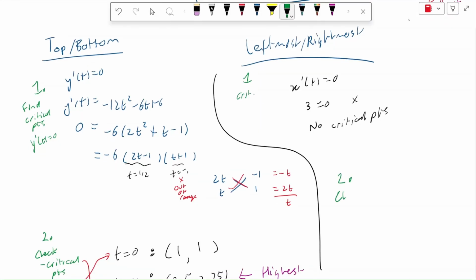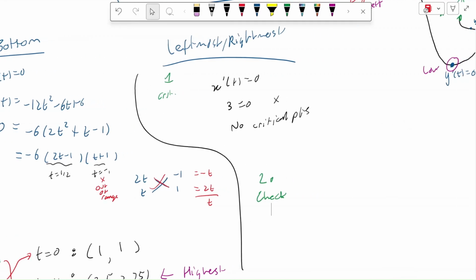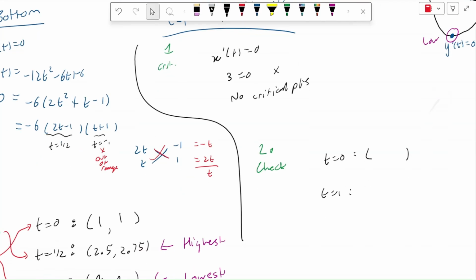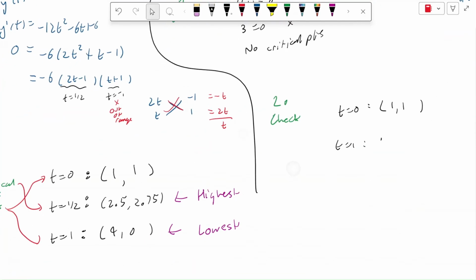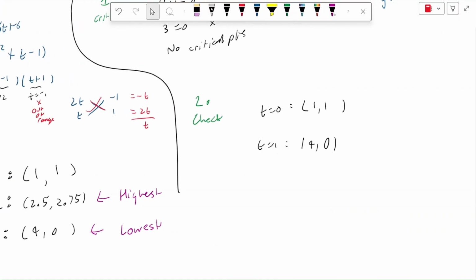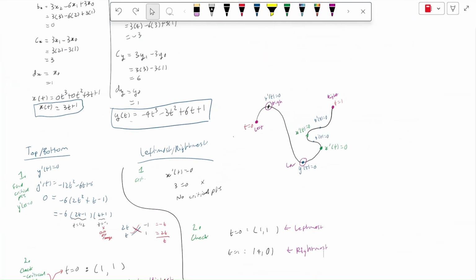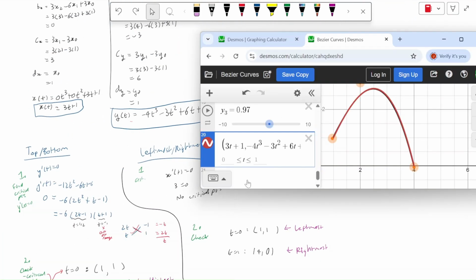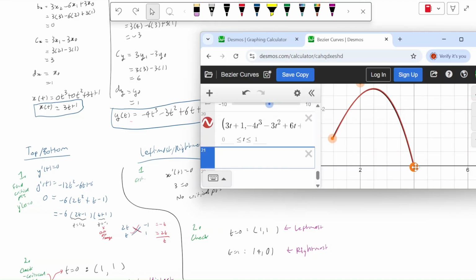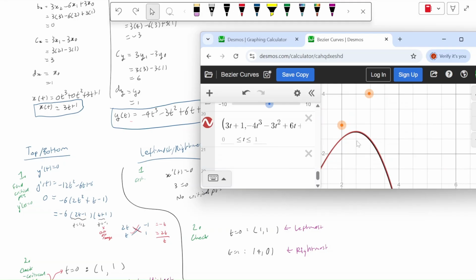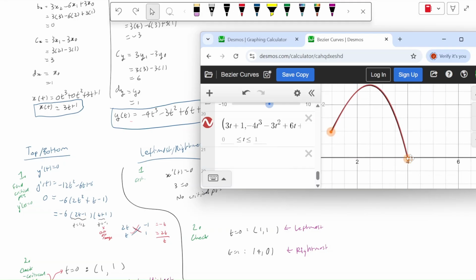So step 2, we're going to be checking all of our points, and the only thing we have are endpoints. t is 0 and t is 1, and we actually found those endpoints before anyway. That was 1, 1 and 4, 0. And guess what? 1, 1 is your leftmost point, and 4, 0 is your rightmost point. The way that I got that is just by looking at the x values for each of those points, smallest and biggest. And then hopefully we can see when we've got this graphed, the leftmost point there and the rightmost point there sort of makes sense. The top point was at the top there, and the bottom point was at the bottom, at the end of our range.